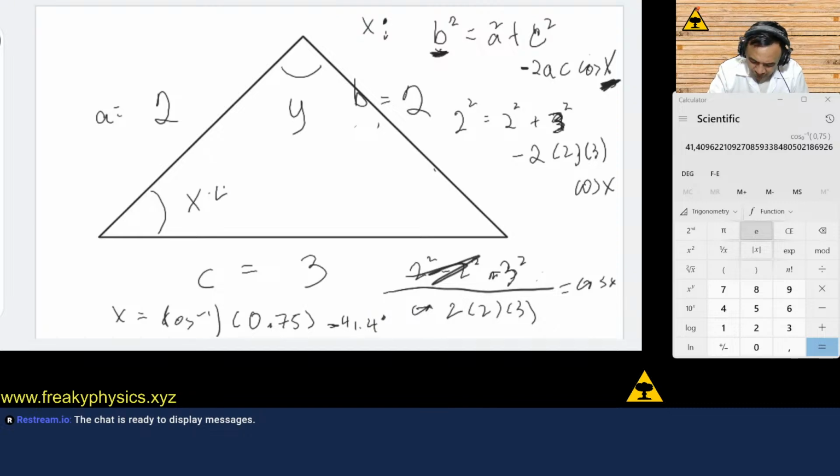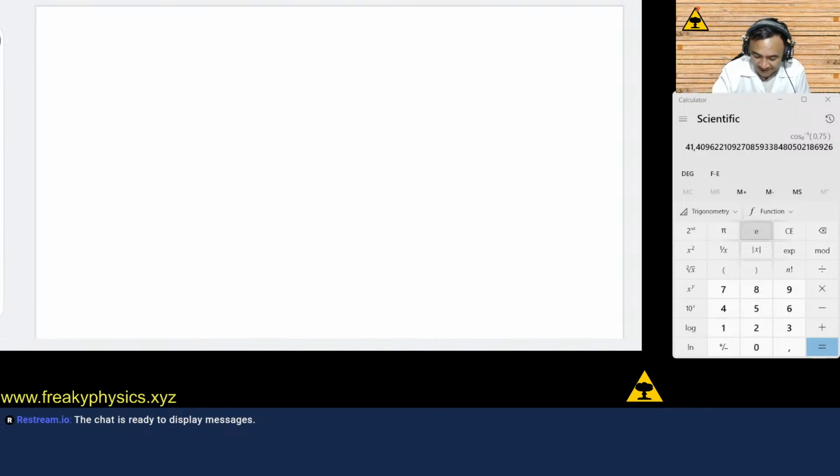So here, this is going to be 41.4 degrees. Of course, this means this is also 41.4 degrees, right? Then you can do y either by subtraction or by doing that whole thing again. For your practice, you can do that right there.